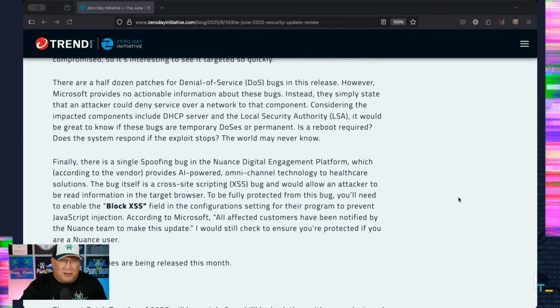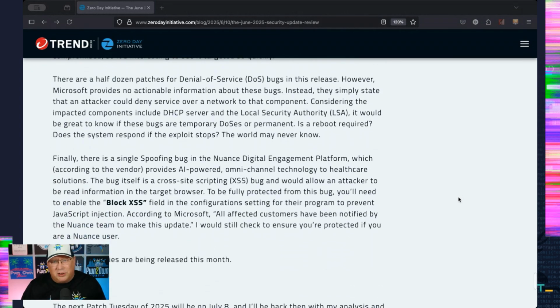We've got about a half dozen DoS bugs, but again, no real information. DHCP and LSA, LSASS. Microsoft says you can deny service to them. Well, yeah, that's kind of the definition of a DoS bug. But it doesn't say if they blue screen, it doesn't say if it automatically restarts, it doesn't say if, you know, it will recover after an attack. I just don't know. They just don't want to give us any information.